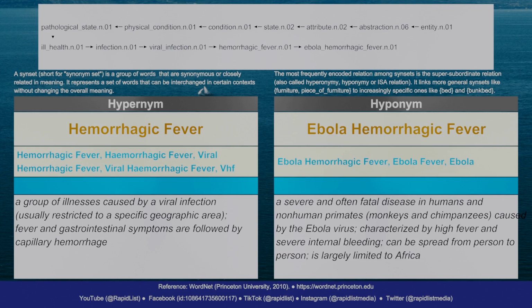Ebola hemorrhagic fever. A severe and often fatal disease in humans and non-human primates, monkeys and chimpanzees, caused by the Ebola virus, characterized by high fever and severe internal bleeding, can be spread from person to person, is largely limited to Africa.